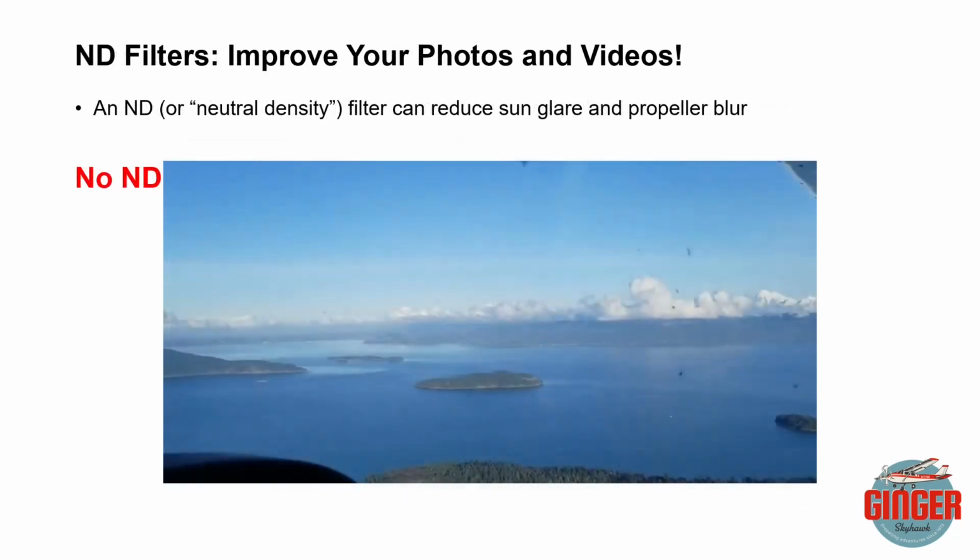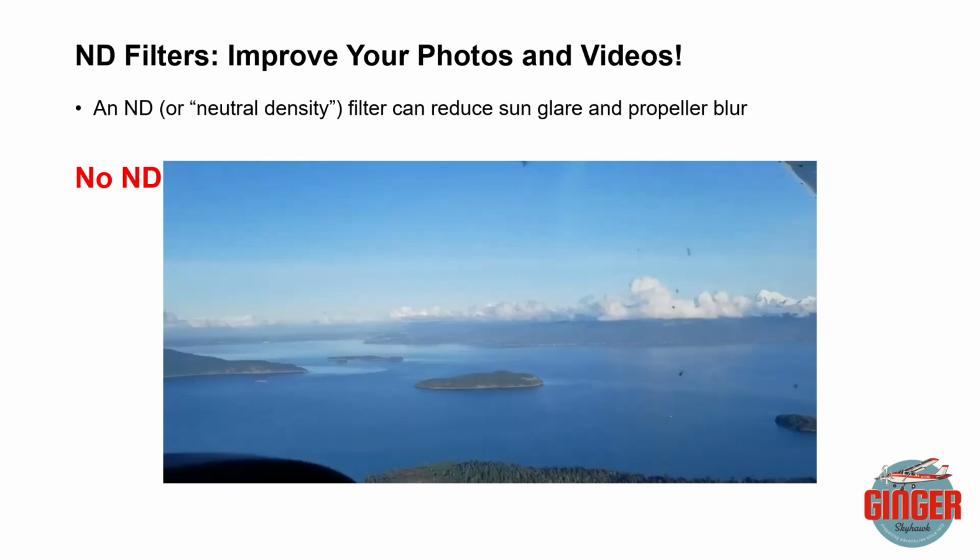So ND filters. What are ND filters? Well, ND filters are like a tinted lens that can screw onto the front of your camera lens. And an ND filter has varying degrees of tint. They're very light, or they can be very dark. And the darker the tint, the more that it slows down your processor speed in your camera for the camera lens.